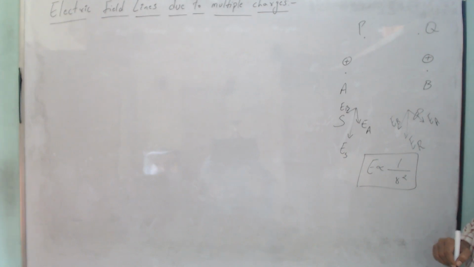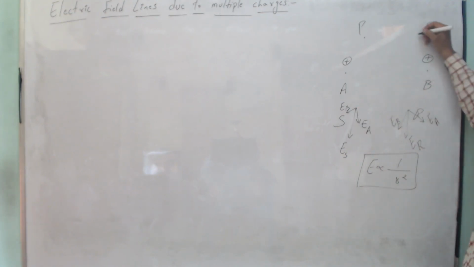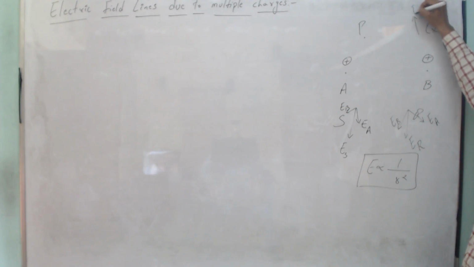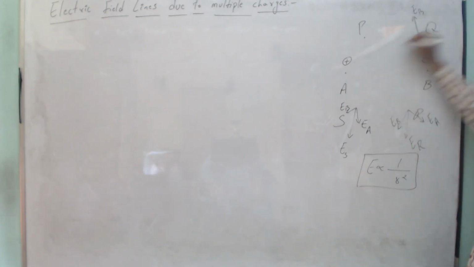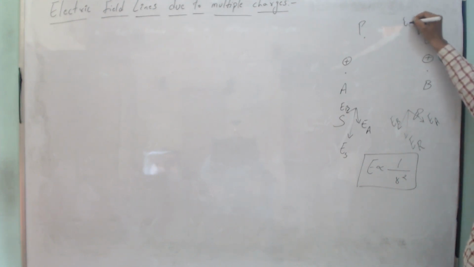Similarly, at point Q, electric field due to B, EB, will have greater magnitude, and electric field due to A will have a smaller magnitude. The resultant is going to be in this direction. Is this clear?